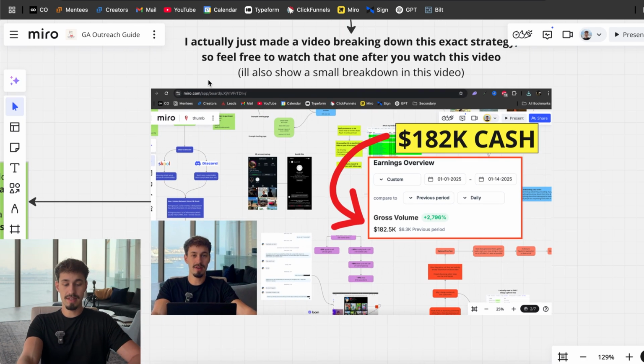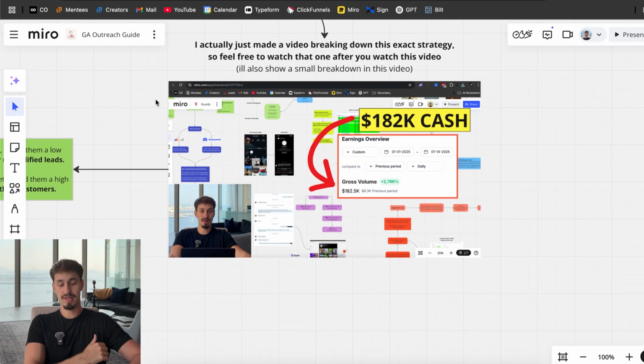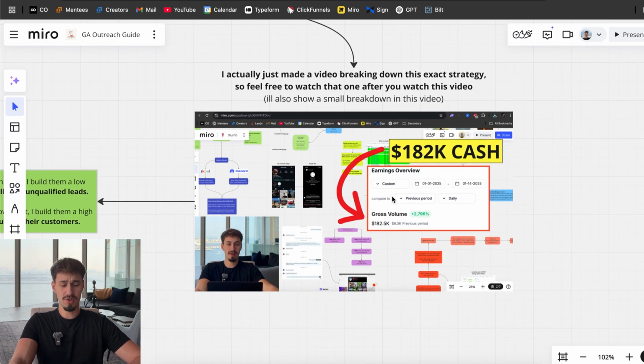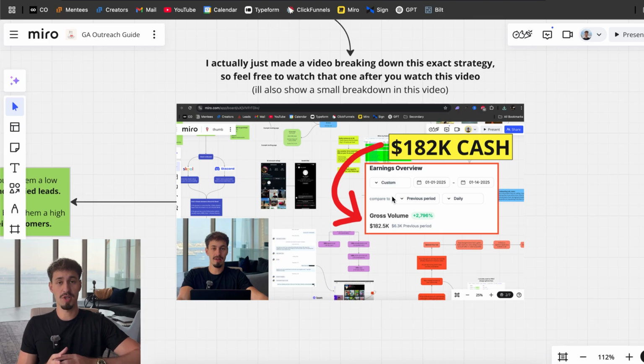But yeah, literally this is exactly how it looks. And to give you a brief overview of what that actually was, it was simply a low ticket sports betting community that was selling picks. I went in, I built them out a high ticket, made $182,000 in 2 weeks, cash collected, not contract value, actual cash collected in the account. And it was a banger case study. So feel free to watch that after this video.